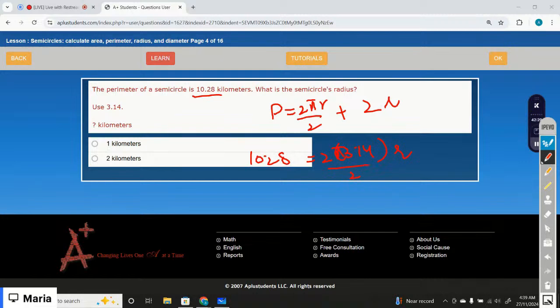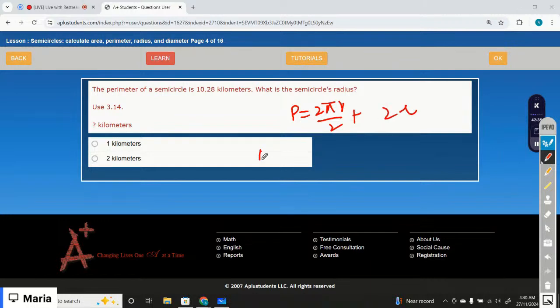Hold on. Perimeter is 10.28. 2 and 2 cancel out. You can take r common. You are left with 2 plus pi. So 2 plus pi is 5.14. Then 10.28 divided by 5.14. So r equals 2 kilometers.